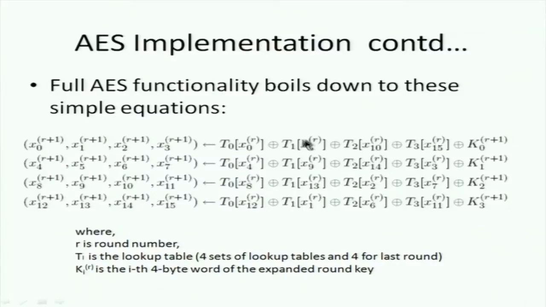Because unless we understand this implementation, we can't understand the attack. So everything is out here. You do four table lookups to get the first column of the output of a round. You take the first element in that column, then the second, the third, and the fourth. Each access returns a 32-bit quantity. So you've got four of these, exclusive OR them, and then exclusive OR with the 128-bit key, again represented as a 4x4 matrix.